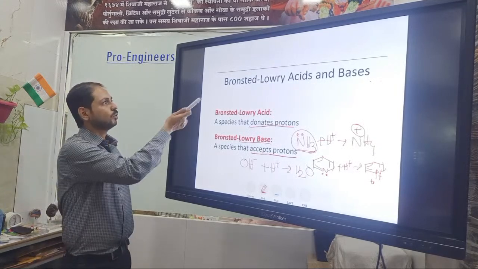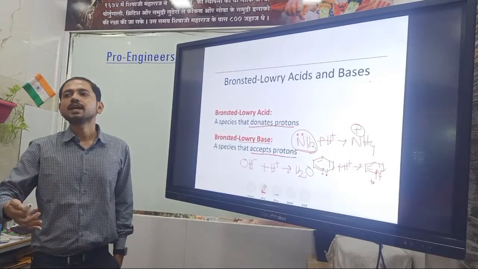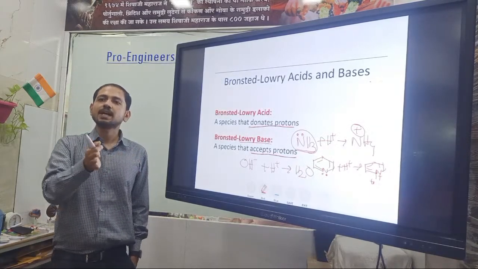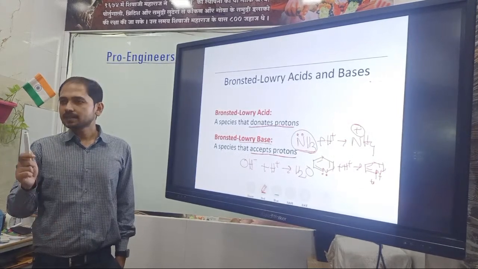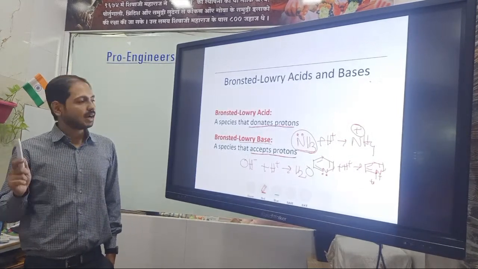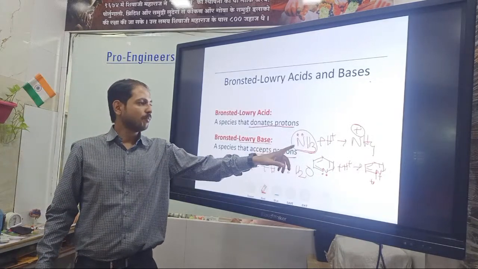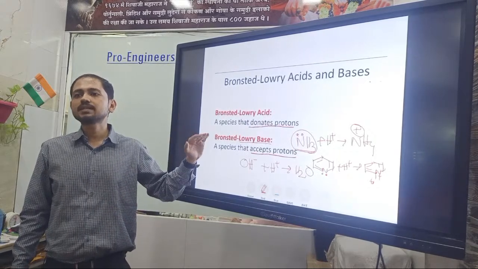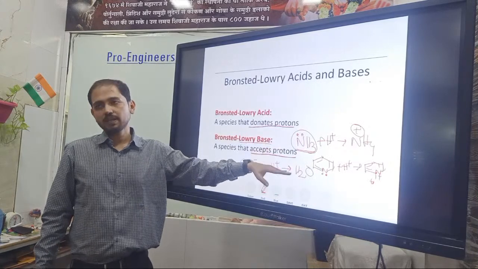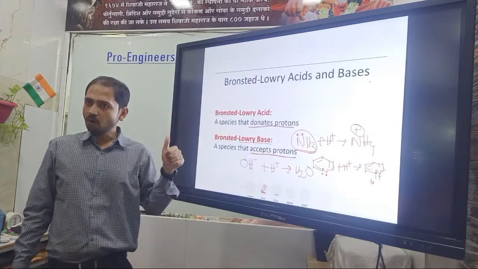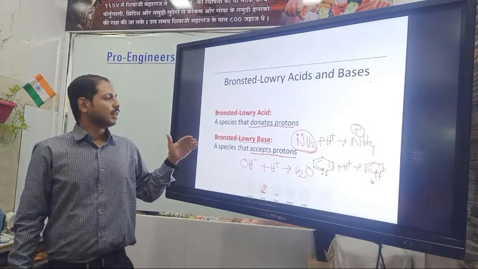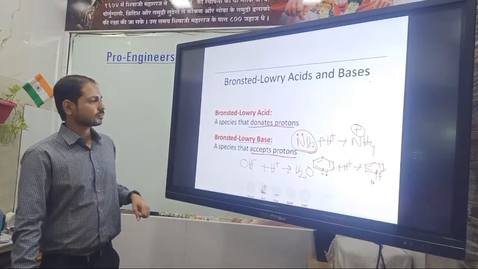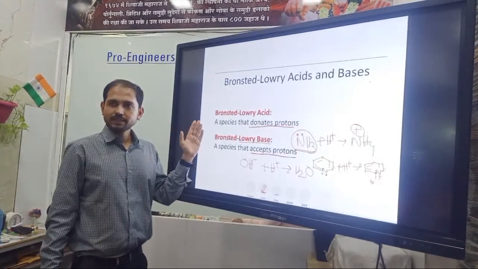Now, let's understand the limitations of Arrhenius acids and bases. Why do we need the Bronsted concept, or another concept of acids and bases? Because there are some limitations in the Arrhenius acid-base theory. Arrhenius theory can't explain the basicity of ammonia and pyridine, but Bronsted acid-base theory easily explains it. Those are the drawbacks of Arrhenius theory, which are removed in the Bronsted theory. Is it clear?